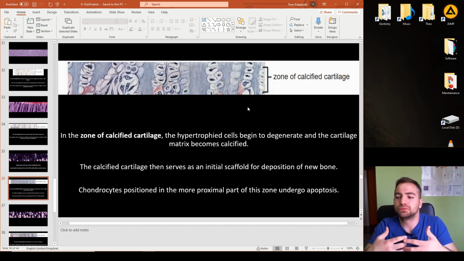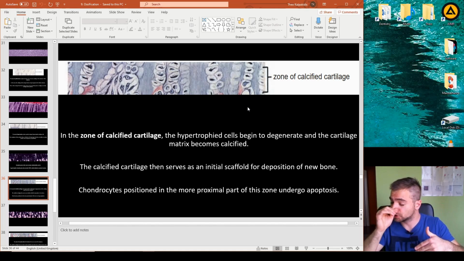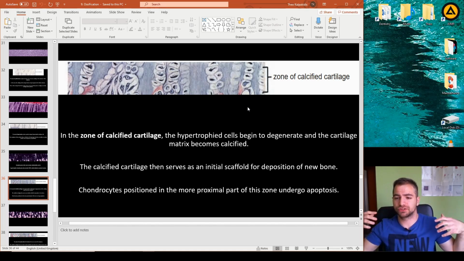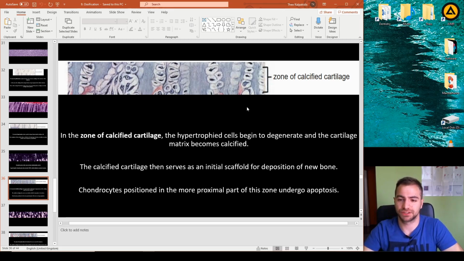The reason why it's important to mention and to underline the calcified cartilage is because of this high amount of ECM and high amount of growth factors. This is the perfect scaffold and the perfect matrix on which the osteoblasts and the osteoprogenitor cells will start to form and aggregate to form this bone. So this is the last position where we can find alive chondrocytes.